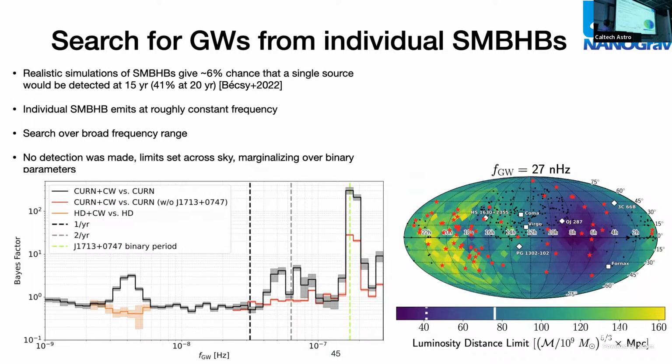Individual supermassive black hole binaries will emit at roughly a constant frequency. And so you're looking for roughly monochromatic signals, and you're doing it over a pretty wide frequency band and across the whole sky. So they search over this broad frequency band and over the whole sky. They find no detection was made, but they do find an interesting blip down here that, depending on how you model the background, goes away.